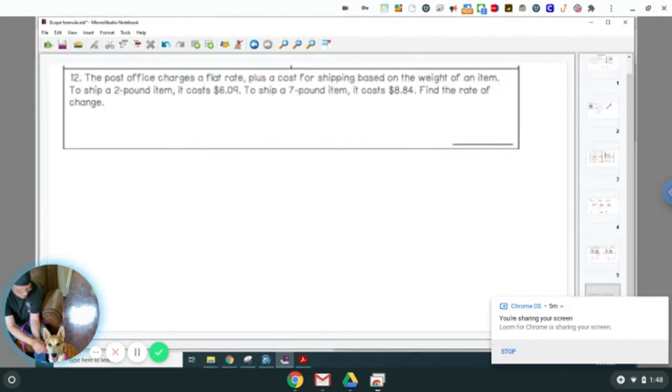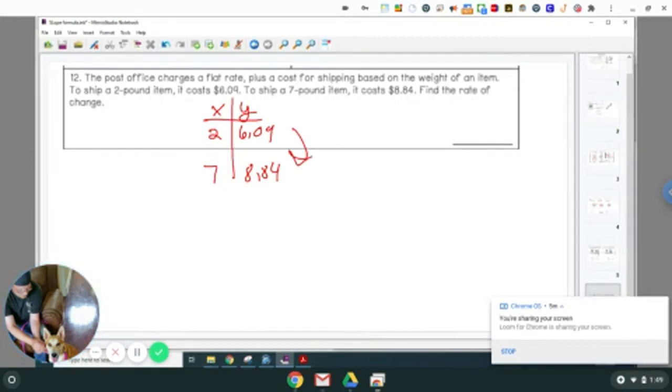And then finally it says the post office charges a flat rate plus a cost of shipping fee based on the weight of an item. To ship a 2-pound item, it costs $6.09. So I'm going to put this into a table. So you have an x and you have a y. So x is 2 pounds and the cost would be $6.09. And then you have a 7-pound item, which costs $8.84.